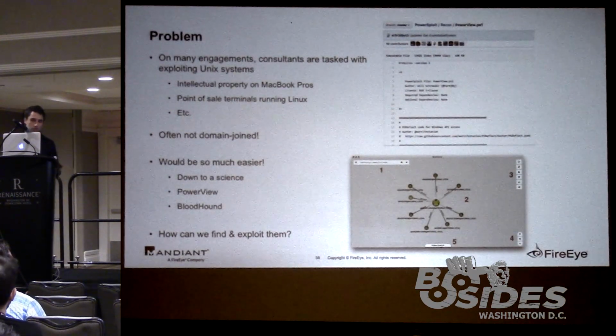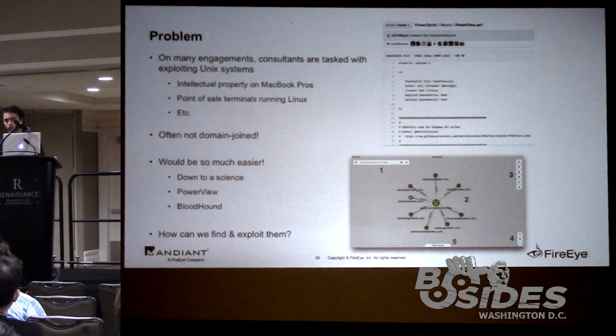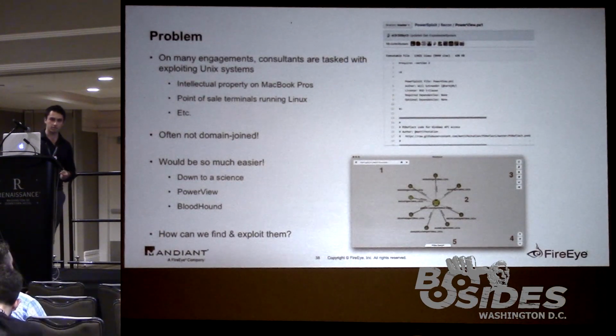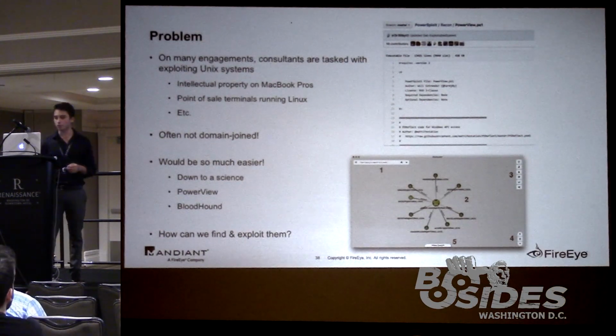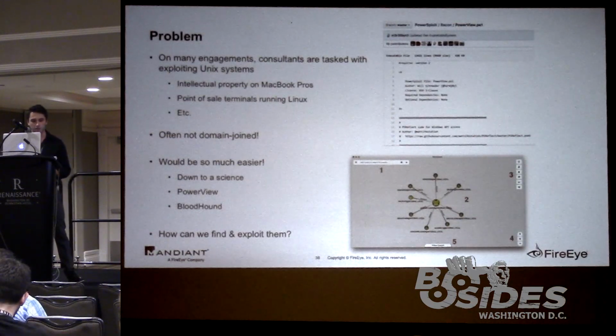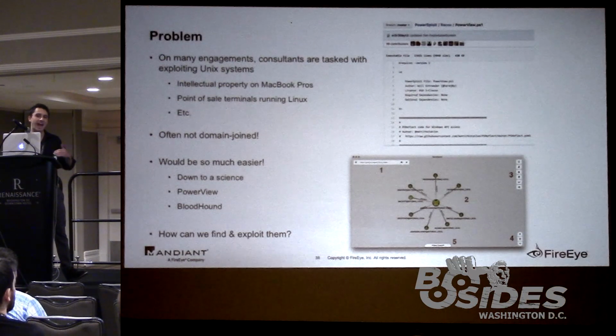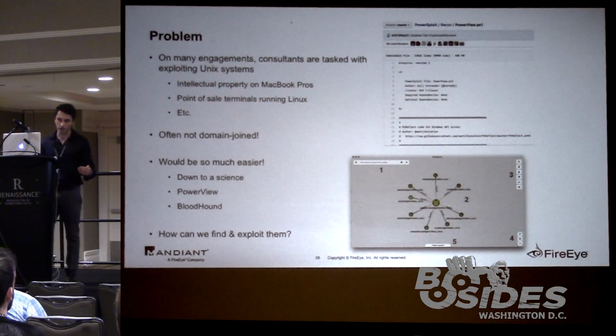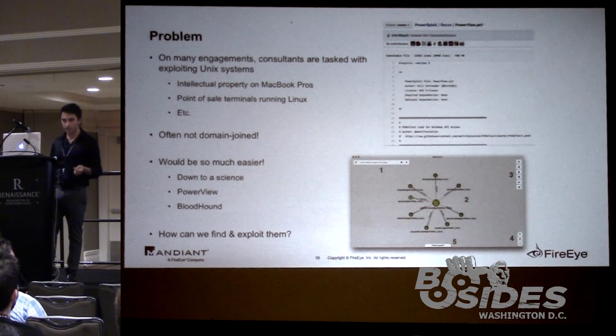If they're domain joined Windows systems, it's easy to find everything. We have that down to a science. We have PowerView, we have BloodHound. I think both are actually, Will Schroeder has done a great job doing that. But it's well documented how to find Windows systems because Active Directory's job is to tell you where they are. But how do we find Linux and Mac systems?